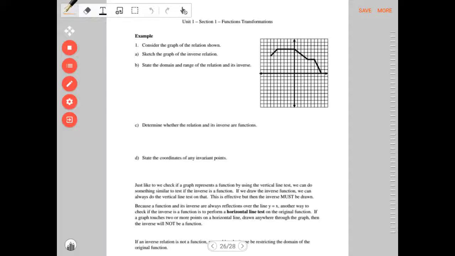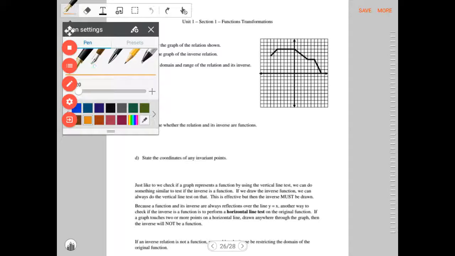Example 1. Consider the graph of the relation shown. Now, is that a function? Sure it is. You can draw a vertical line anywhere and it doesn't touch more than 1 point, so that is a function. Great, easy enough. Now, sketch the inverse of this relation.